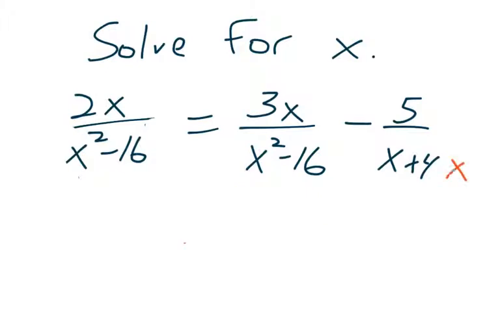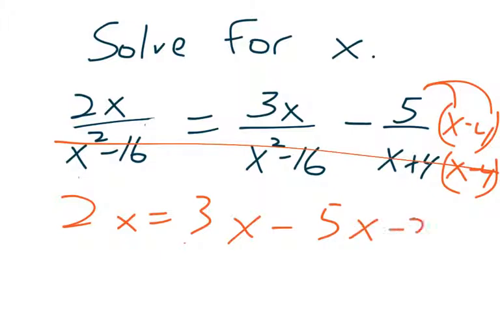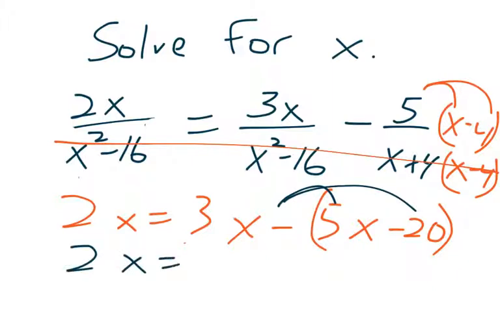We multiply this by x minus 4. X minus 4. We distribute. And now we have the same denominator, so the denominator is gone. It would be 2x equals 3x minus 5x minus 20. This is all in parentheses. We distribute the negative, so it becomes 2x equals 3x minus 5x plus 20.